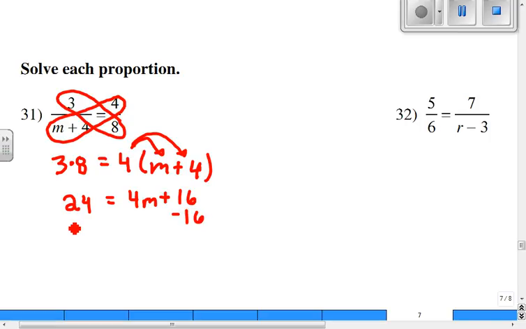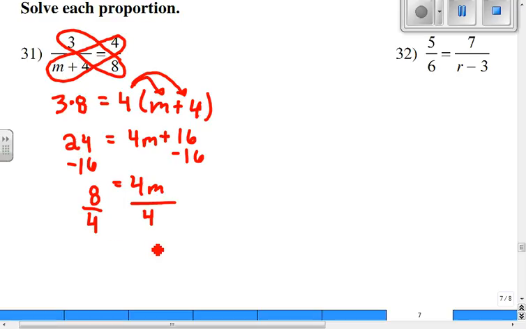I'm going to subtract 16 from each side. That gives me 4m is equal to 8. I have 4m, I only want m, so I'm going to divide both sides by 4. And I'm left with m equals 2.